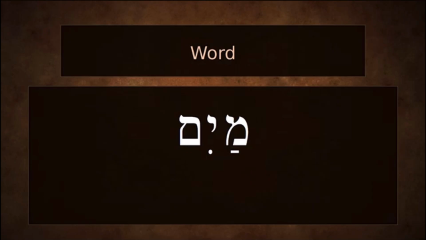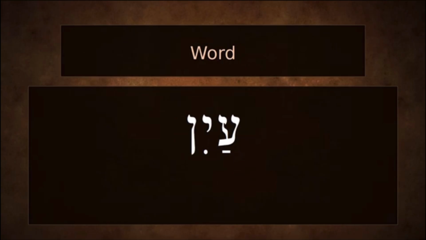This is spelled mem, with a patach underneath it, then yod, with a chirik underneath it, then a final mem at the end. Let's pronounce this word. The mem is pronounced ma, the patach is a, the yod is y, the chirik is I, and the final mem is ma. Altogether, this is pronounced mayim. Mayim means water. Here is another word.